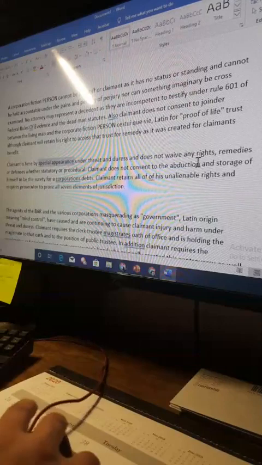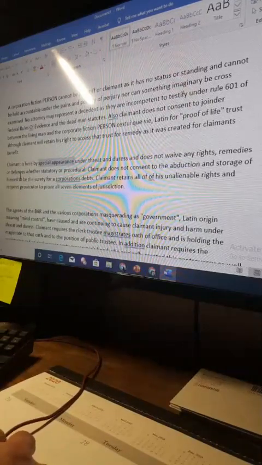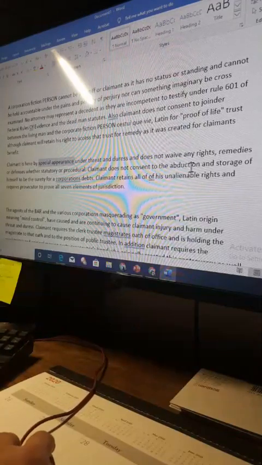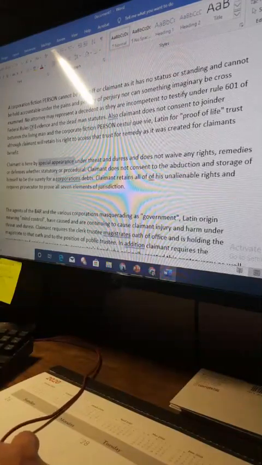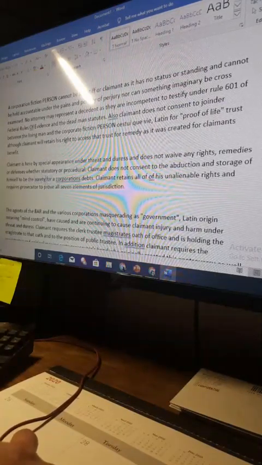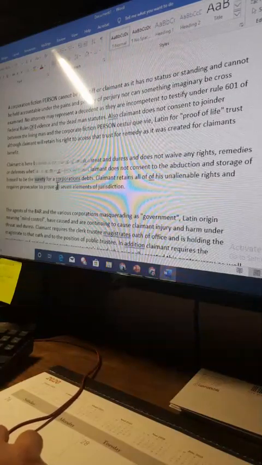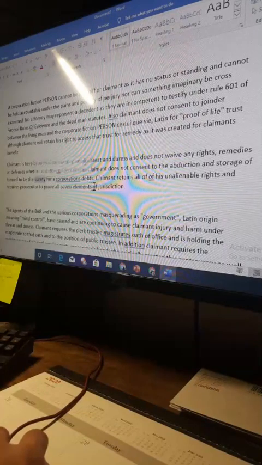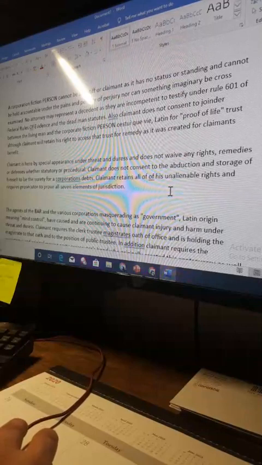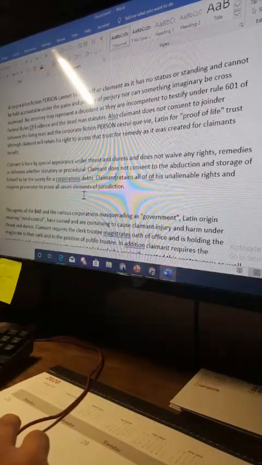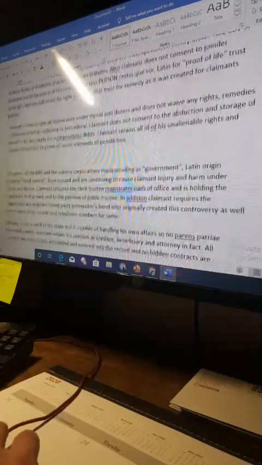Under threat and duress, and does not waive any rights, remedies, or defense, whether statutory or procedural. Claimant does not consent to the abduction and storage of himself to be the surety. We're in trust law here, ladies and gentlemen. He's not going to be the surety for the debtor corporation, for a corporation's debts. Claimant retains all of his unalienable rights and requires prosecutor to prove all 7 elements of jurisdiction.